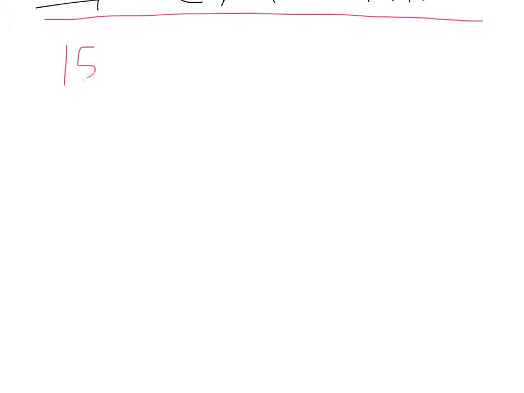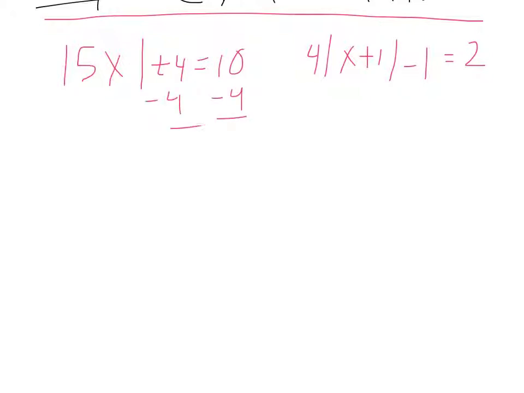So absolute value 5x plus 4 equals 10. And then we'll look at 4 times the absolute value of x plus 1 minus 1 equals 2. So here we want to isolate the absolute value. So subtract 4 from both sides. The absolute value of 5x is equal to 6.